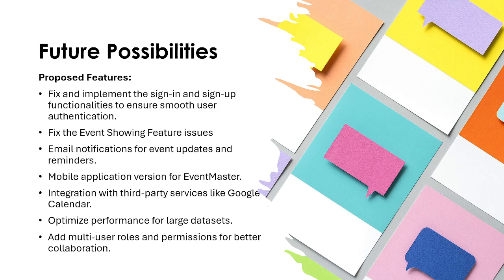We also aim for email notifications for event updates and reminders, which we discussed earlier. We will aim to make a mobile application version of EventMaster, integrating with third party services like Google Calendar and Microsoft Outlook as well. We will also try to optimize performance for larger data sets and add multiple user roles and permissions for better collaboration.